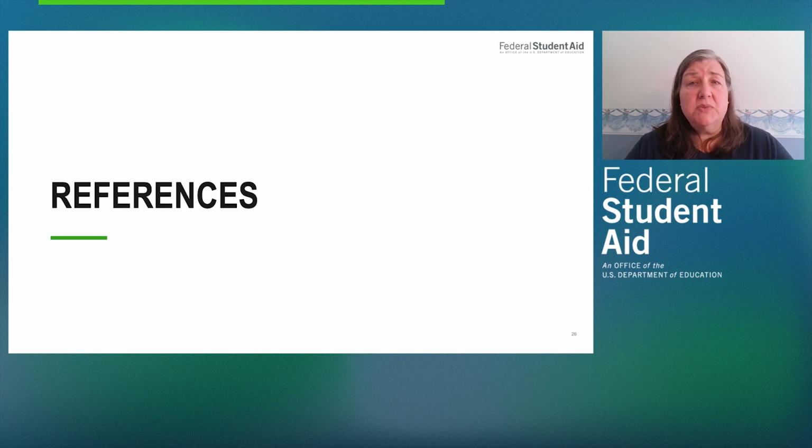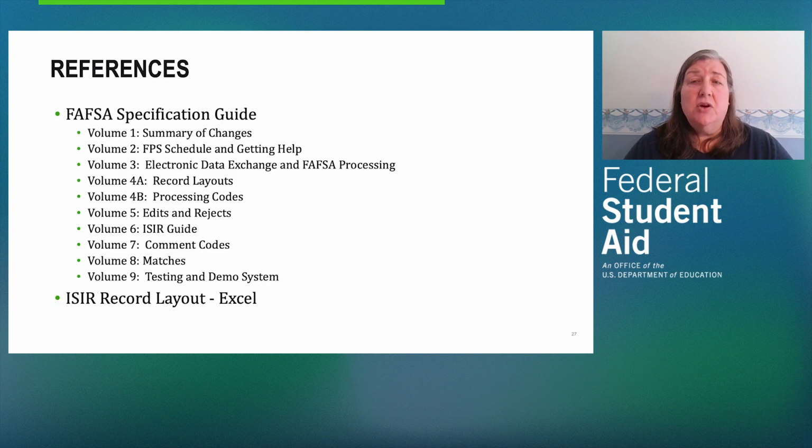The last thing I just want to touch on is some of the reference materials that are out there and available for folks to use. So the first one is the FAFSA Specification Guide. There are currently 9 volumes. Just as a change for 25-26, you'll see that there's now a volume 4A and 4B. That volume was split into two because the size of the volume was getting quite large.